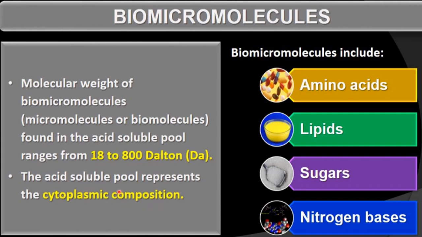Okay, so this acid soluble pool which is present here represents the cytoplasmic composition, and it contains, so we can say, biomicromolecules, or the acid soluble pool contains these micromolecules, and these are amino acids, lipids, sugars and nitrogenous bases. Okay, so here first of all we will start with amino acids, then we will study about lipids, sugars and nitrogen bases. All these are biomicromolecules.